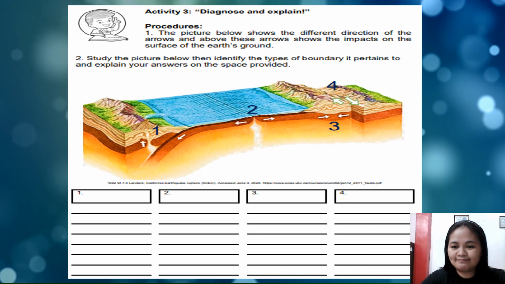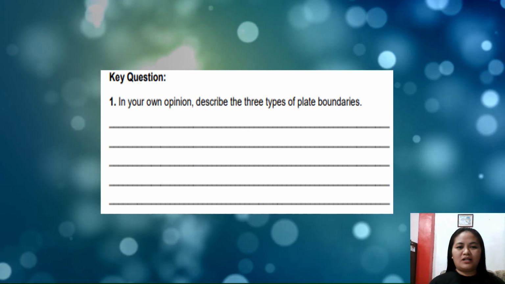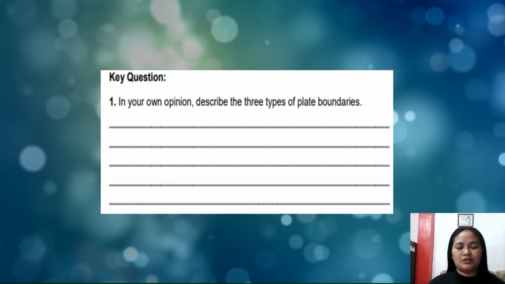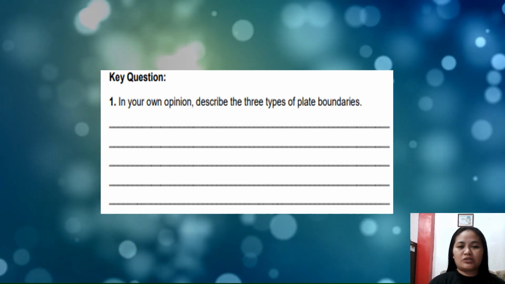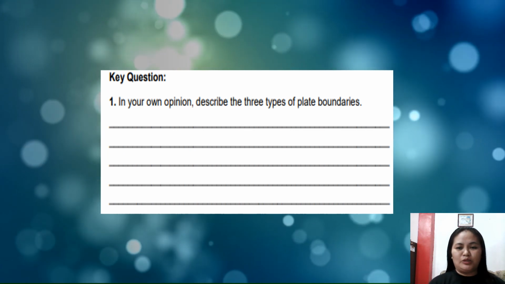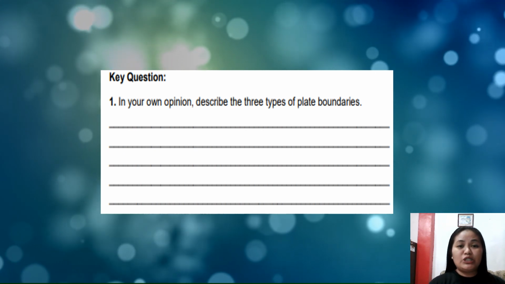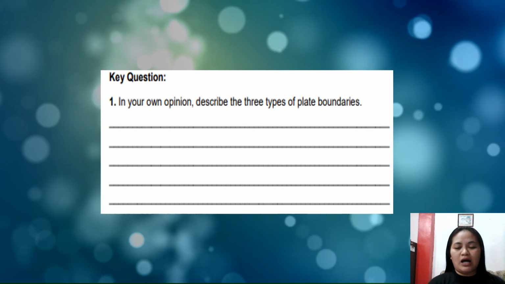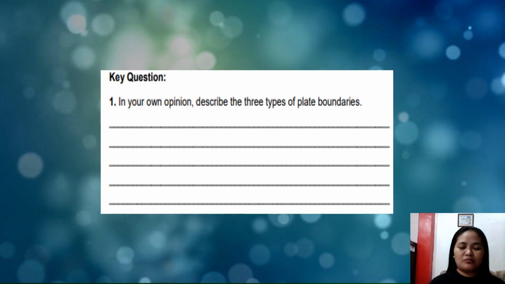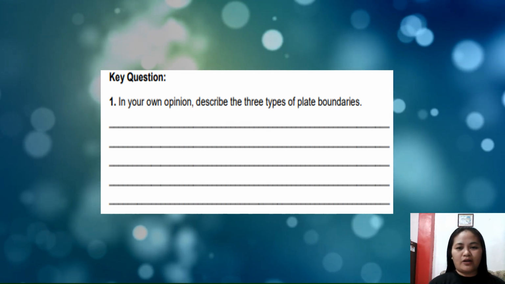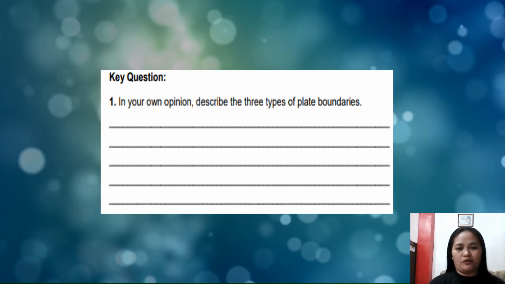Moving on. Ayan, so we have here the only one key question for activity 3. This is just the wrap up. So in your own opinion, describe the 3 types of plate boundaries. Meaning you will just explain these 3 types of plate boundaries in your own version, the way you understood. How do they differ from each other? How one type moves and how they affect the events and formations on the Earth's surface.